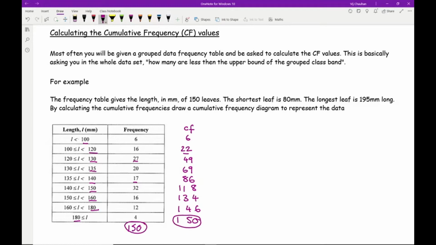which kind of makes sense. It's like saying how many numbers on a die are 6 or less. Well that's going to be all of them because 6 is the maximum. So in terms of the cumulative frequency values, all you're doing is adding these numbers up.